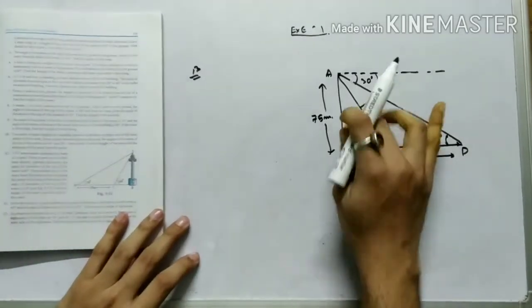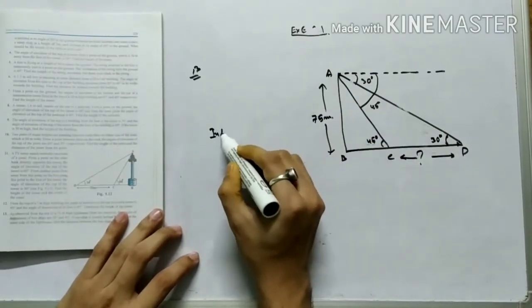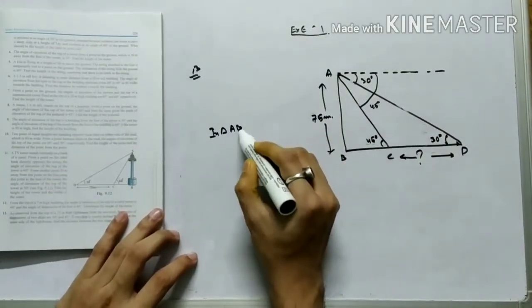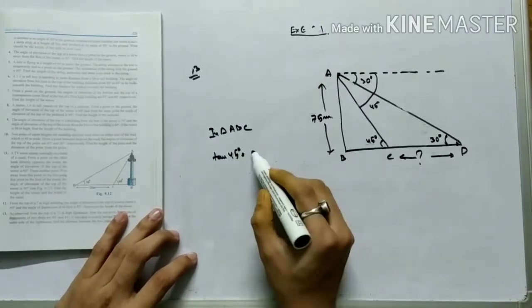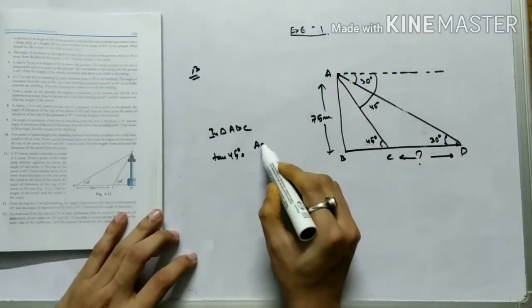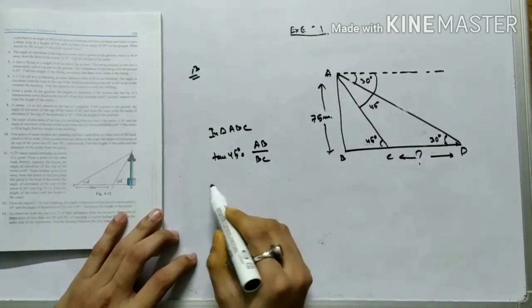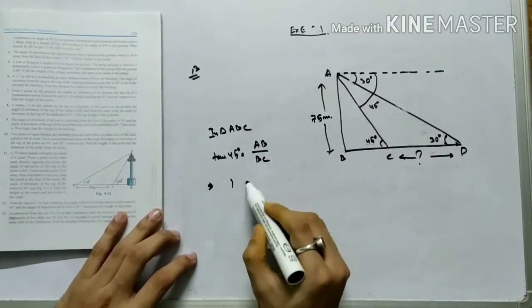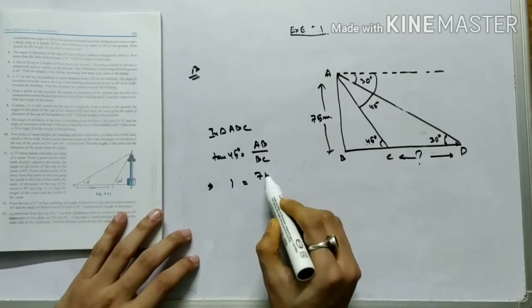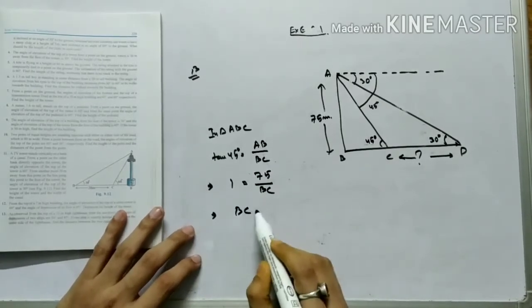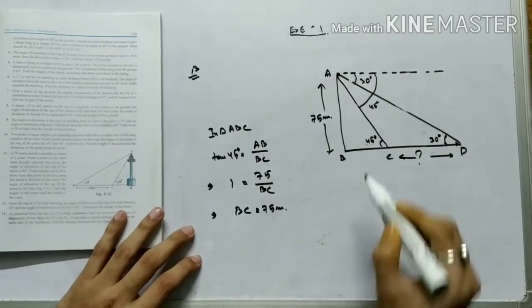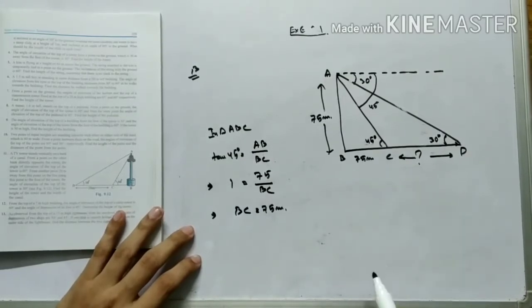So first of all, again I will take this triangle. In triangle ABC, tan 45 degree will be AB by BC. So tan 45 means 1, AB value is given 75 by BC. So from here I will get BC is equal to 75 meter.